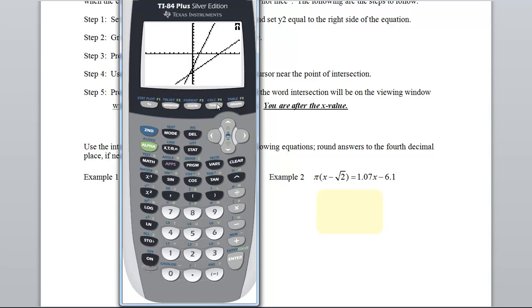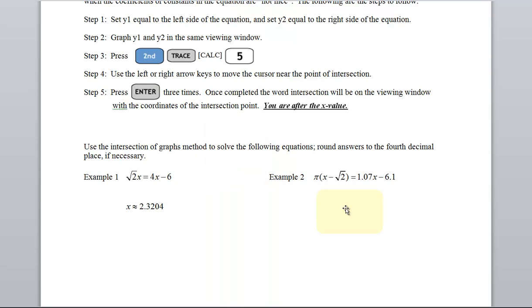So second trace for the calc menu, number 5, because they have an intersection, and it is to my left, so let me cursor to my left to where it looks like it's close in the neighborhood. I hit enter, enter, enter. So if I round this to the 4th decimal place, I should have negative 0.7999. So let's see if I do.